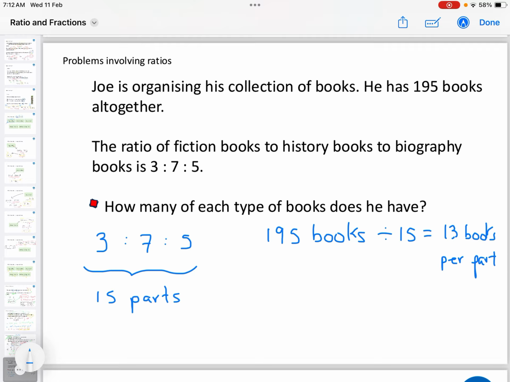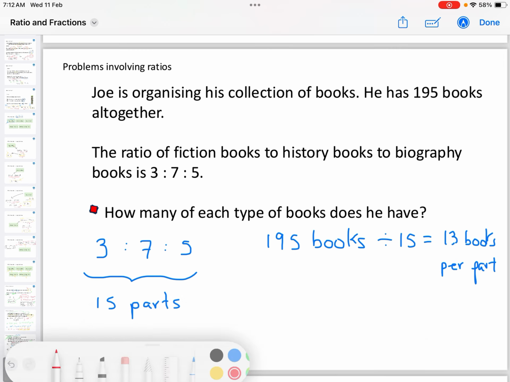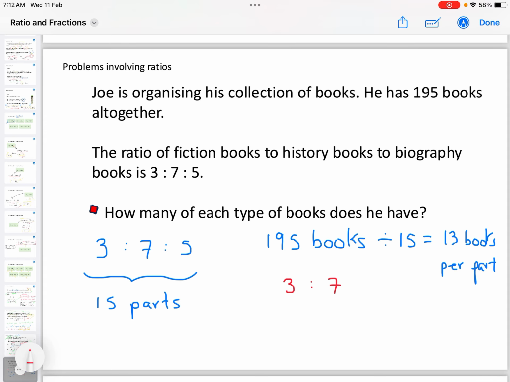Okay, so that means that if the first section, in this case fiction, has 3 parts, that'll be 3 times 13. If the second section has history, 7 parts, then 7 times 13. And the last section, if we know that biography has 5 parts, then 13 times 5. So what we can do is that we take, let me change the color here. We know that we have 3, 7, and 5.